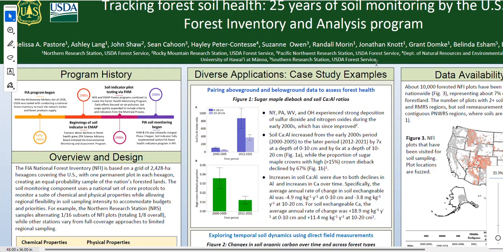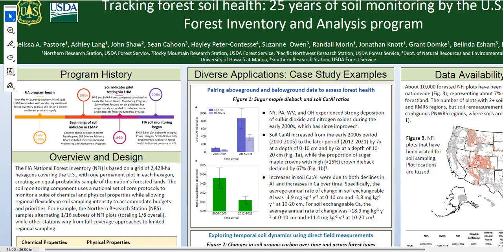Shifting back to the middle, the soil data generated so far have been used for a variety of reporting and research efforts. I included two brief case studies here as an example. The top one highlights how FIA's co-located above and below ground data can be leveraged to answer questions about forest health. This is an example looking at soil calcium to aluminum ratios and sugar maple health in the area that was most affected by the deposition of sulfur dioxide and nitrogen oxides in the early 2000s.